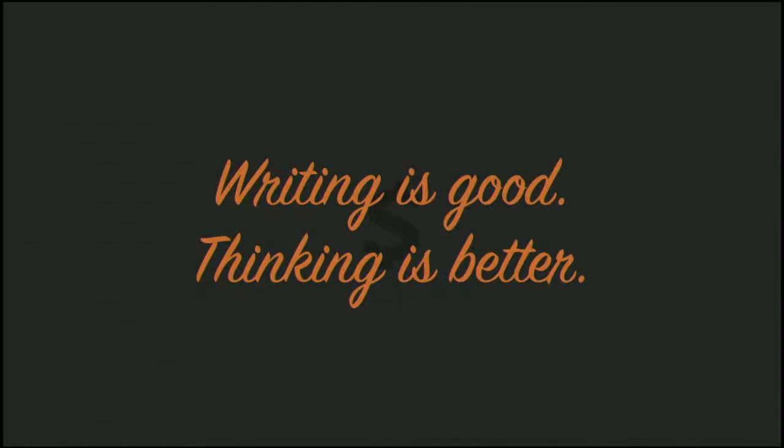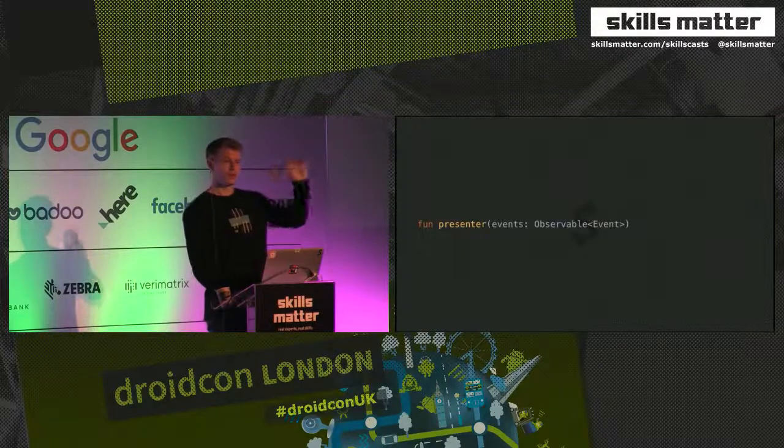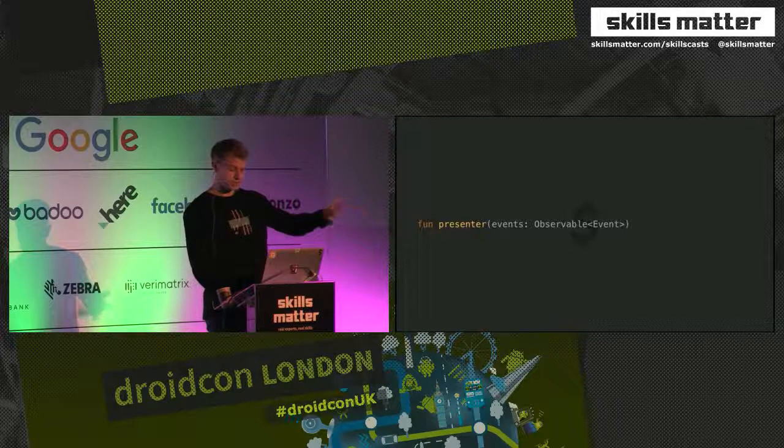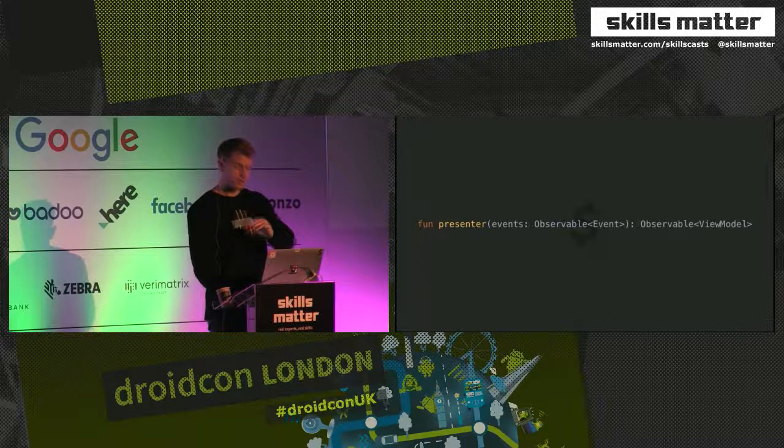And so I want to go back to how the streams were defined. If the presenter would not be a class but a method, the signature would be: we put in events, a stream of events, and we want a stream of view models back. That would be a really simple signature, and it could be one method of your presenter.